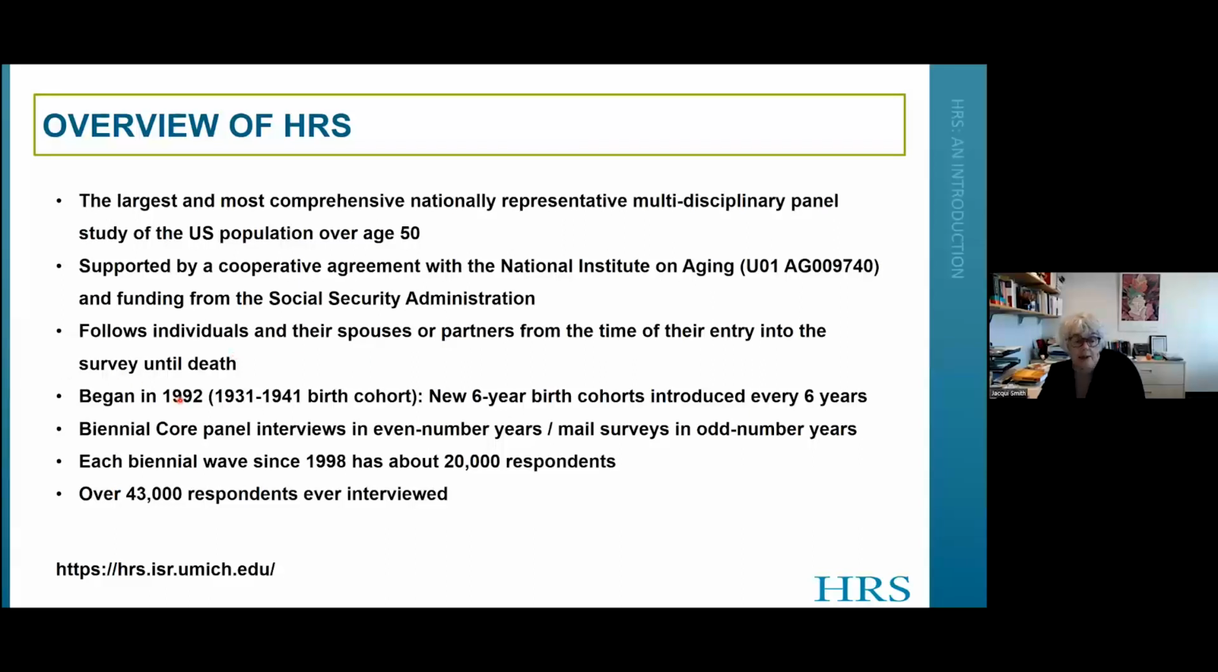Okay, so it began in 1992, and it's always been based at the University of Michigan. It started with just one birth cohort, people born between 1931 and 1941. We've followed those people over time, and every 6 years new birth cohorts are introduced, between the ages of 51 and 56, as well as their partners.